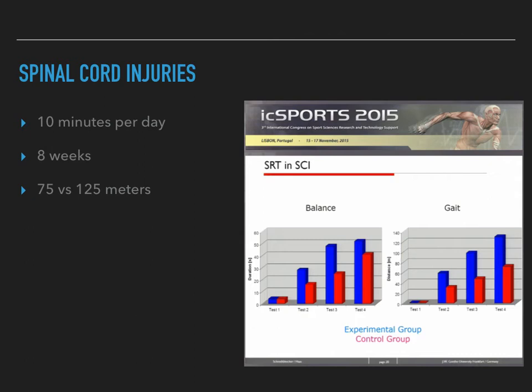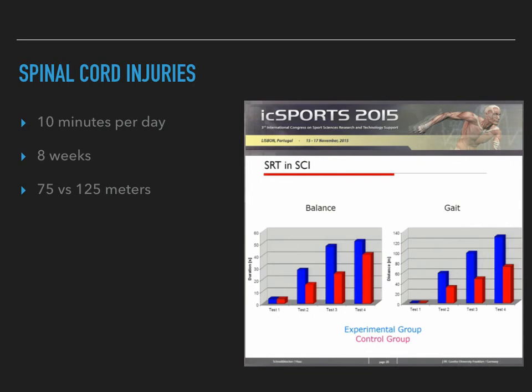Here's a look at spinal cord injuries. What we're looking at here is they were rehabbing patients with incomplete spinal cord injury. Both the control and the experiment group did exactly the same, but the people we see with the blue bars did 10 minutes per day in the SRT, and they did this for 8 weeks, with retesting every 2 weeks, which is what we see in the graphs.